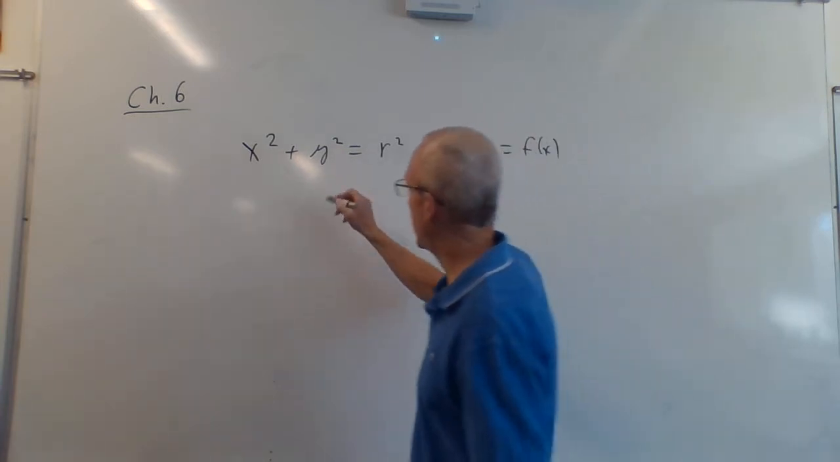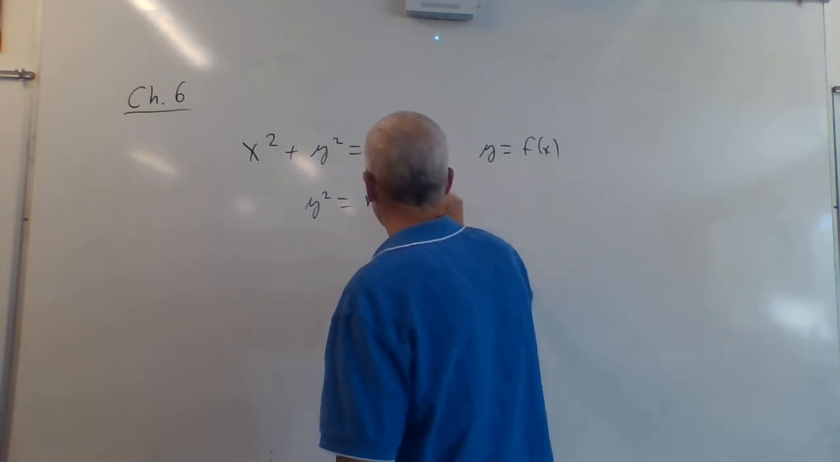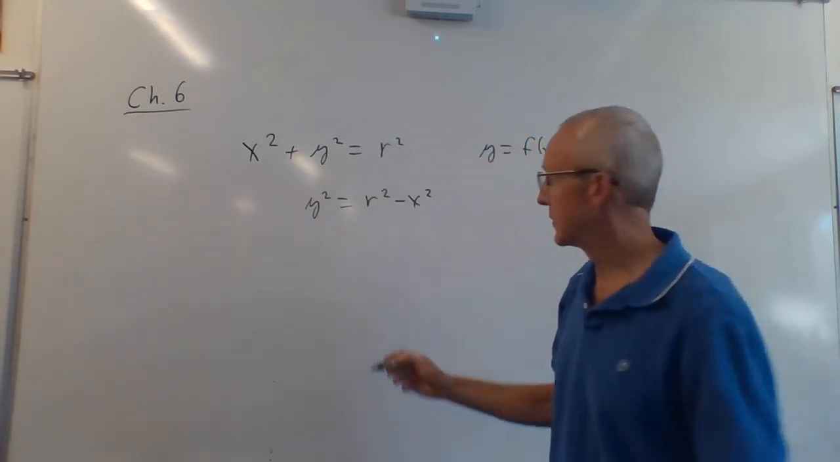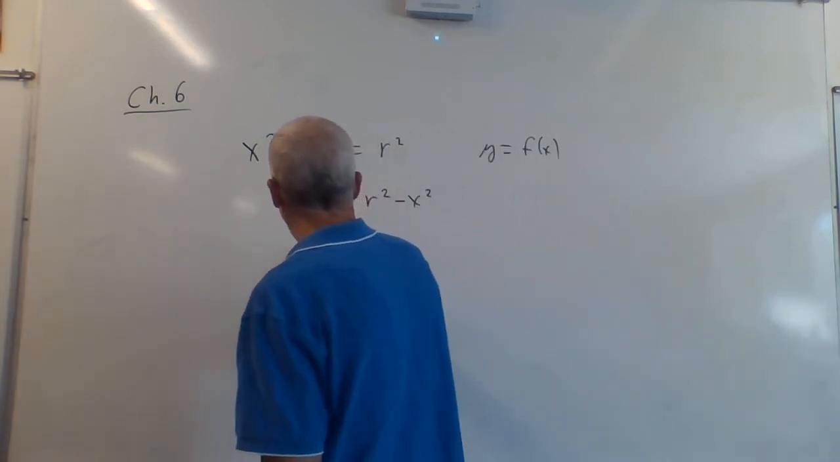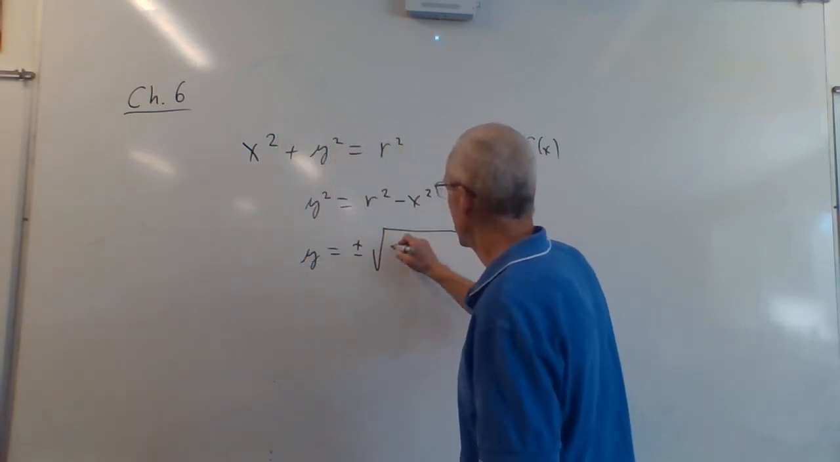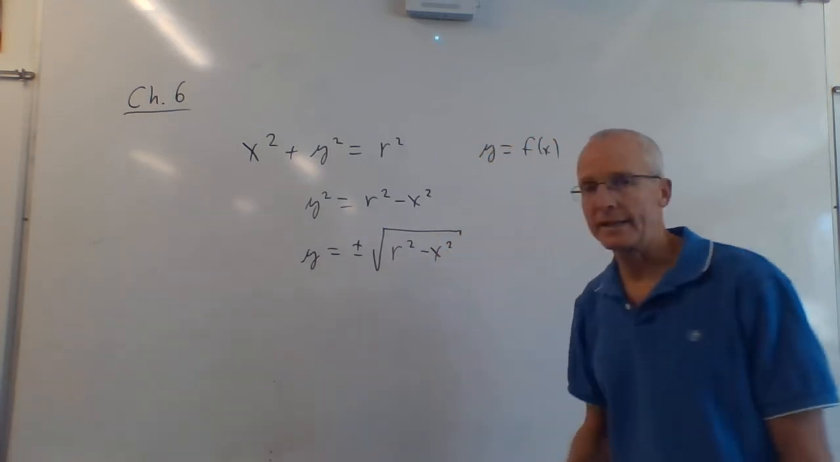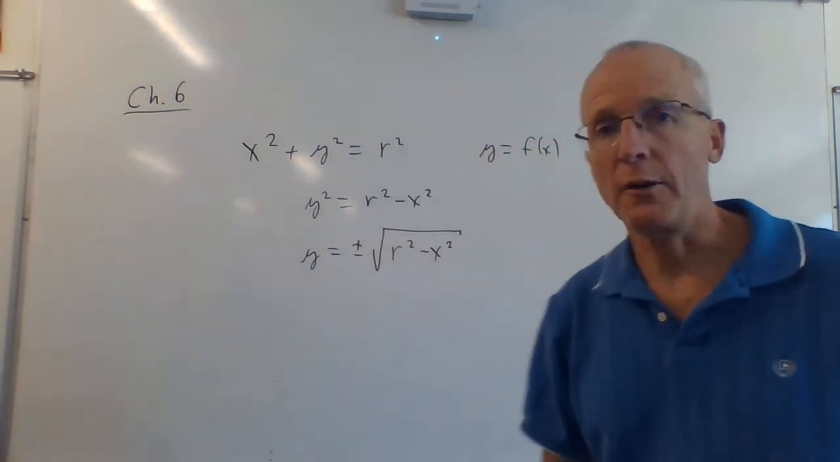So y, the height on the graph, is some function of x. So let's solve for y here. So y squared is r squared minus x squared. Take the square root of both sides. And y is equal to plus or minus, right? Don't forget the plus or minus, the square root of r squared minus x squared. And again, that's if it's centered on the origin.